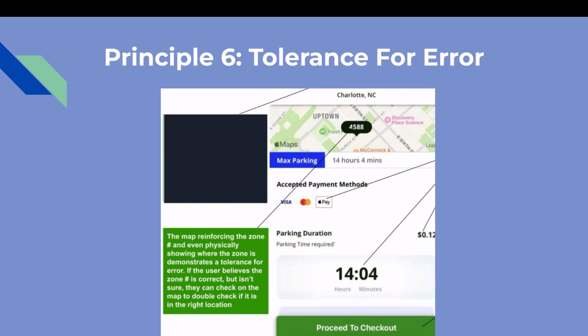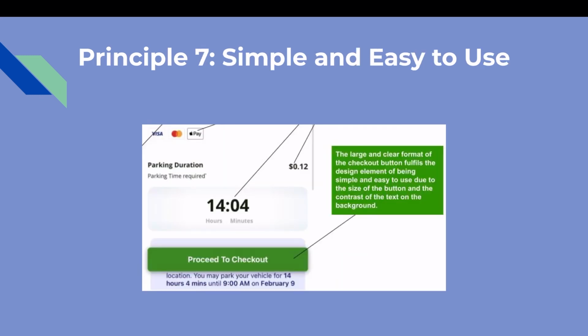Principle 6 is tolerance for error. In the image, you can see where I pointed where the app demonstrates a tolerance for error. Tolerance for error can be seen because the parking number is reinforced on the map. The customer can double check and ensure they are purchasing the correct location. The 7th and final principle is simple and easy to use. This design element of the app I pointed out is the Proceed to Checkout button. The nice high contrast and bold button that directs customers to checkout is very clear and intuitive, making it simple and easy to use.